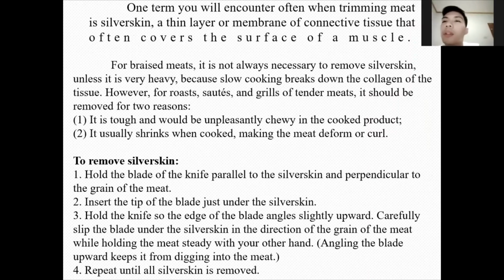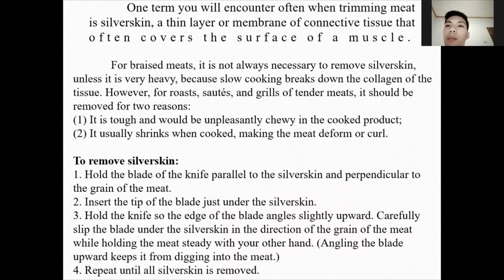One term you will often encounter when trimming meat is silver skin, a thin layer or membrane of connective tissue that often covers the surface of a muscle. For braised meats, it is not always necessary to remove silver skin unless it is very heavy, because slow cooking breaks down the collagen of the tissue.